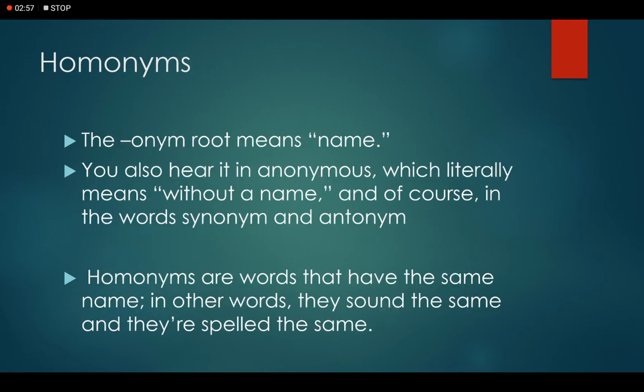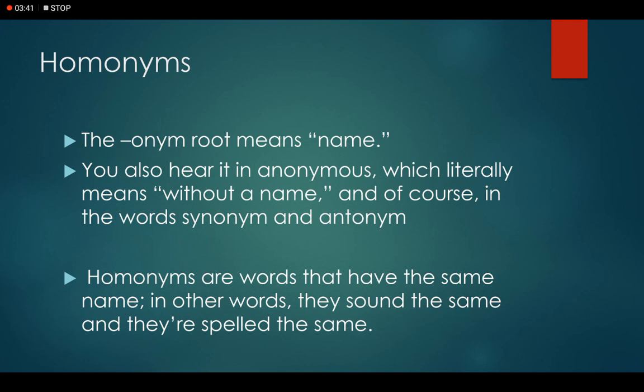Now we will try to understand homonyms. The onym, which is the root word, means name, same name. You also hear it in anonymous, which literally means without a name. And of course, in the words synonym and antonym. Homonyms are words that have the same name. In other words, they sound the same and they are spelled the same.